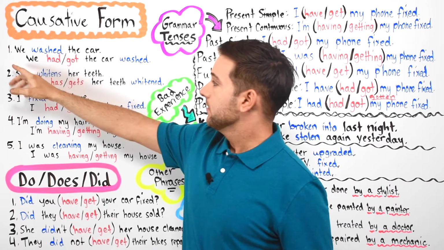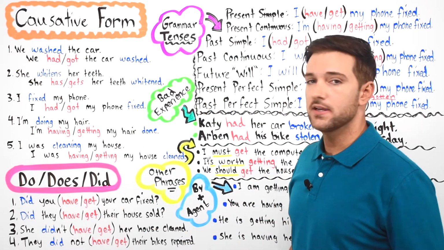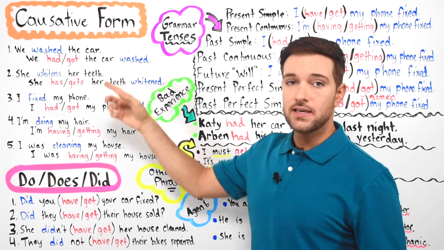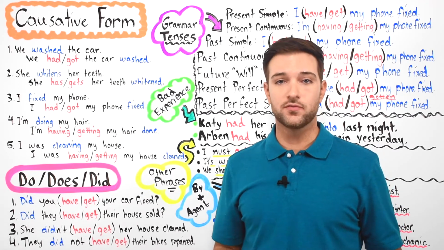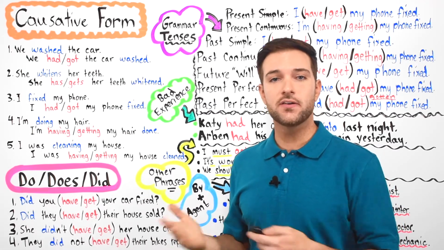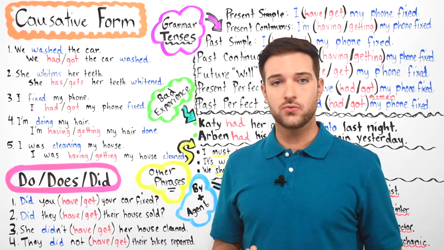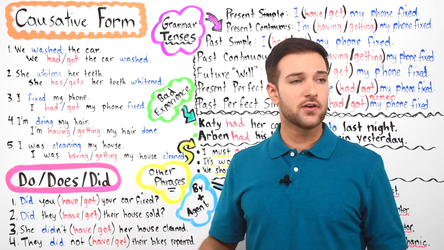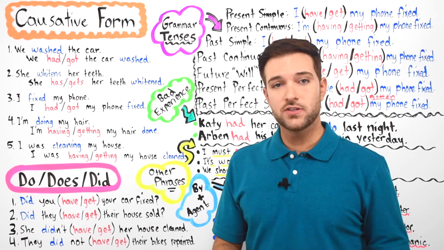This is number one, and number one says, "We washed the car." Okay, so we washed the car. Now in this sentence, it's understood that we ourselves perform the action. We ourselves wash the car. In this case, we were the ones who washed the car, not somebody else, not mom, not dad, not your friend, not grandma or grandpa. We were the ones who did it.